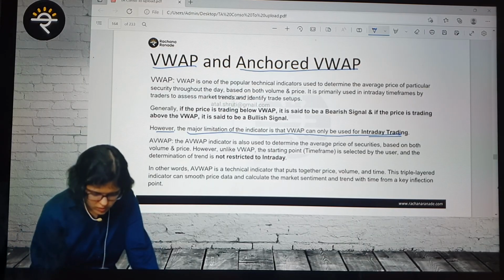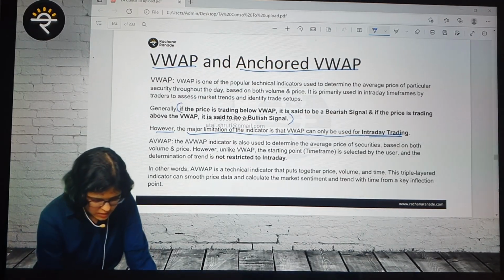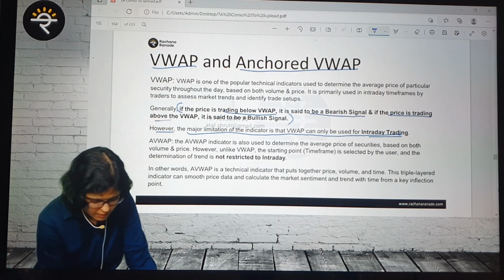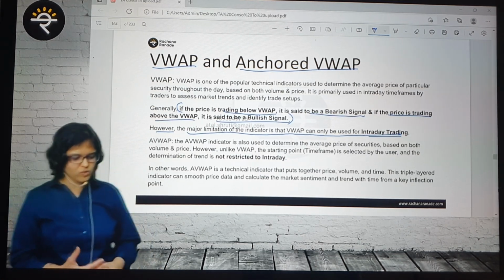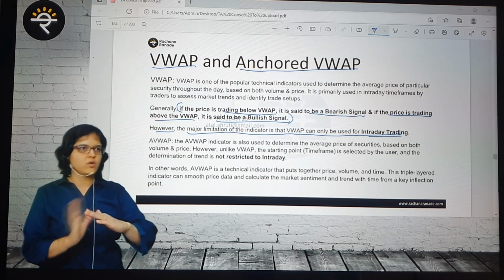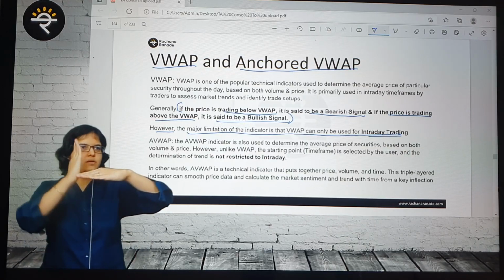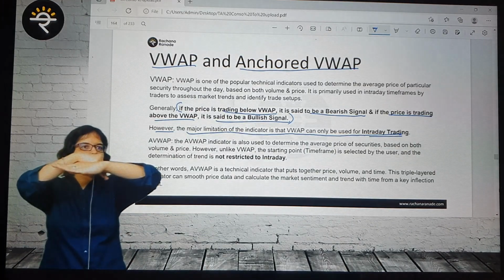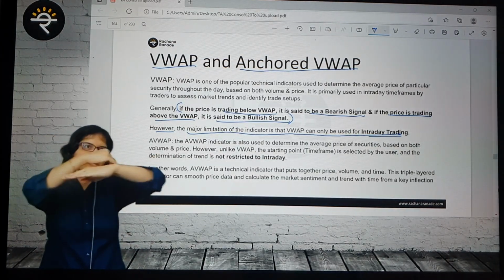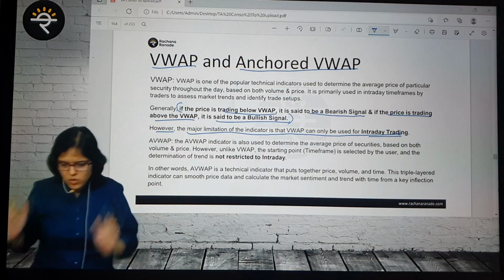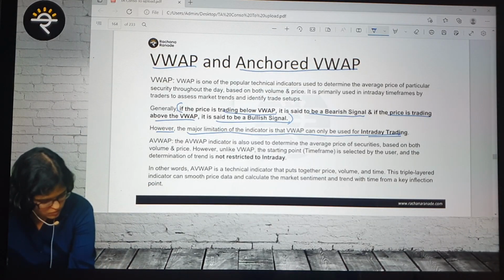Before we go on to how to use it on TradingView, very simple interpretation. If price is trading below VWAP, it is said to be bearish signal. If price is trading above VWAP, it is said to be bullish signal. So basically, we use VWAP, anchored VWAP to cut our losses or maybe trail our losses. I'm into profit. I want to see, is it going below my average? My average is not my buying average. The price average. If it is going below that, I want to cut my losses. So if you visualize it, it will be easier for you. So let's check on TradingView.